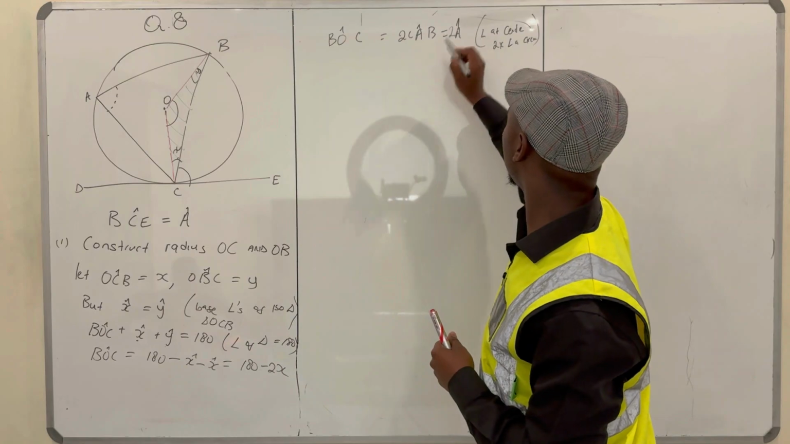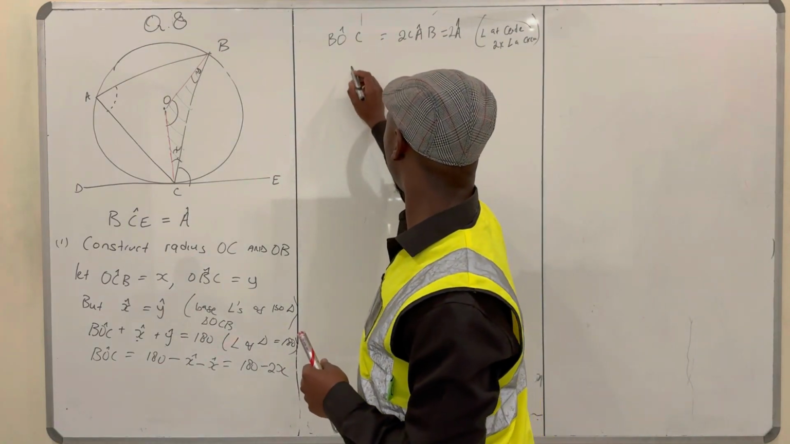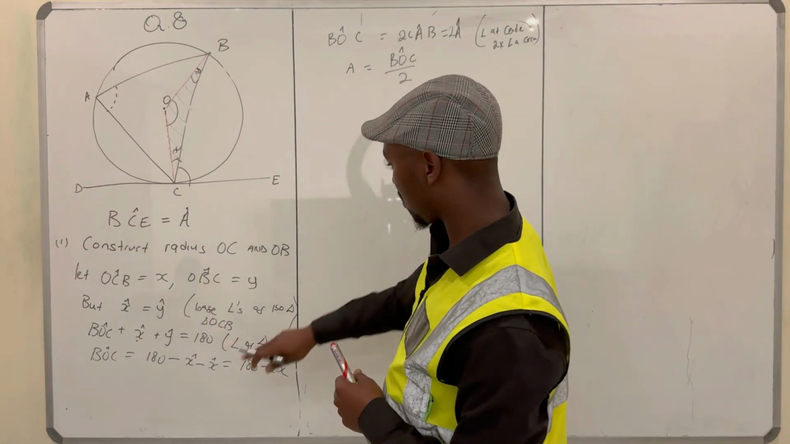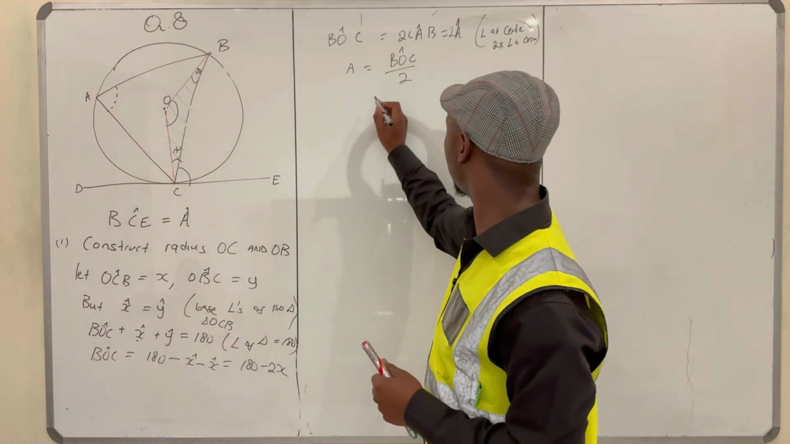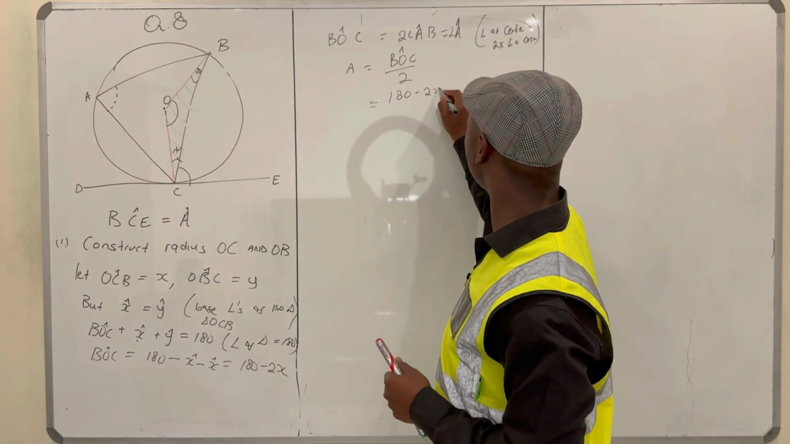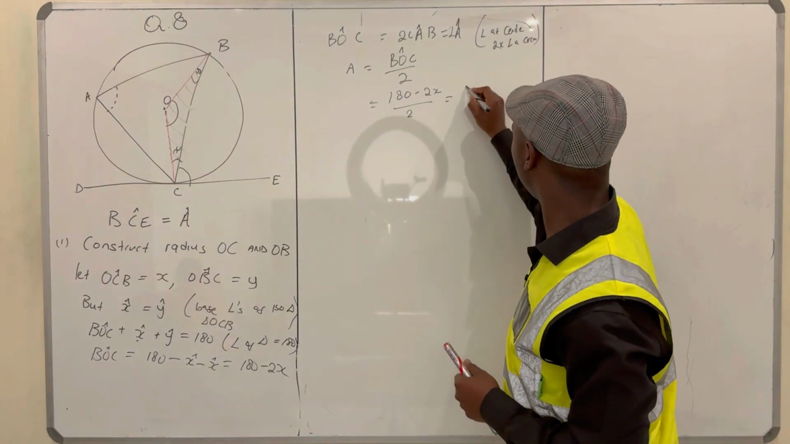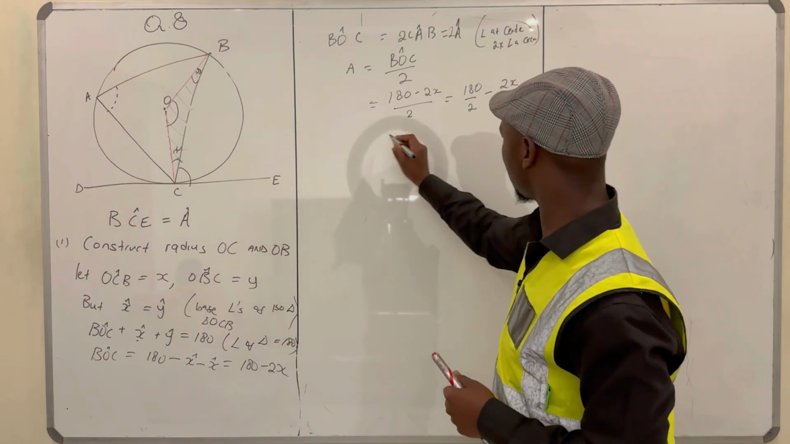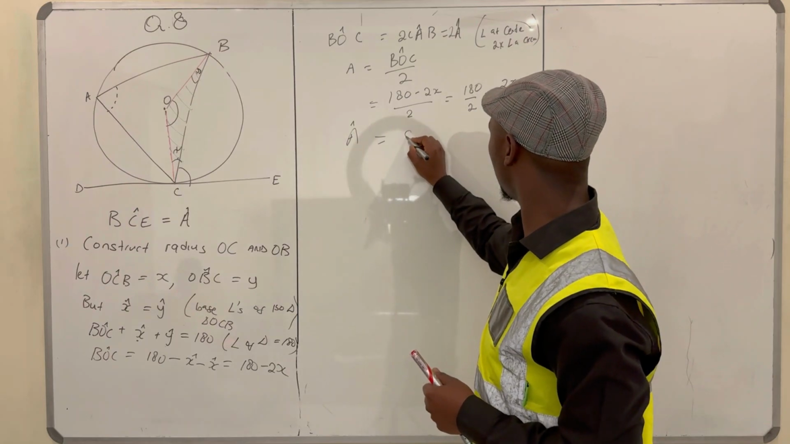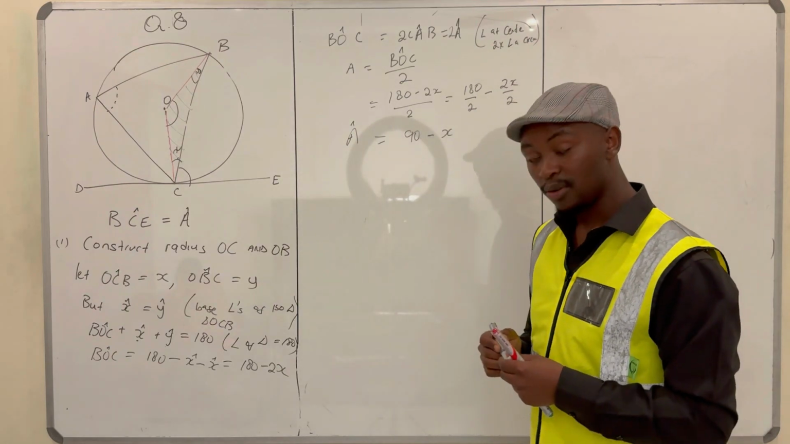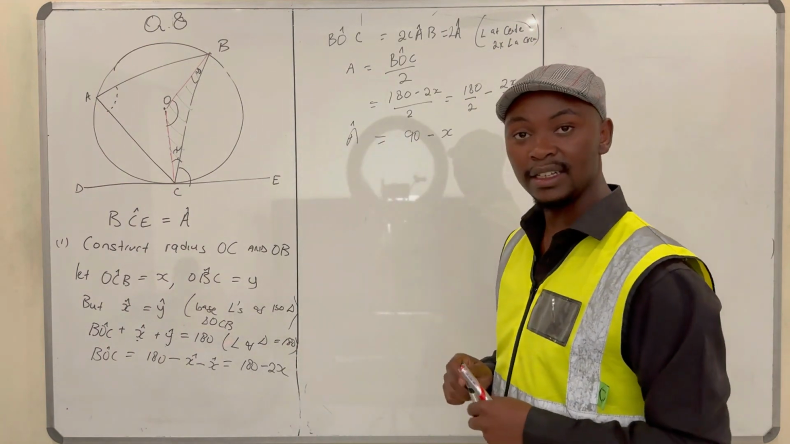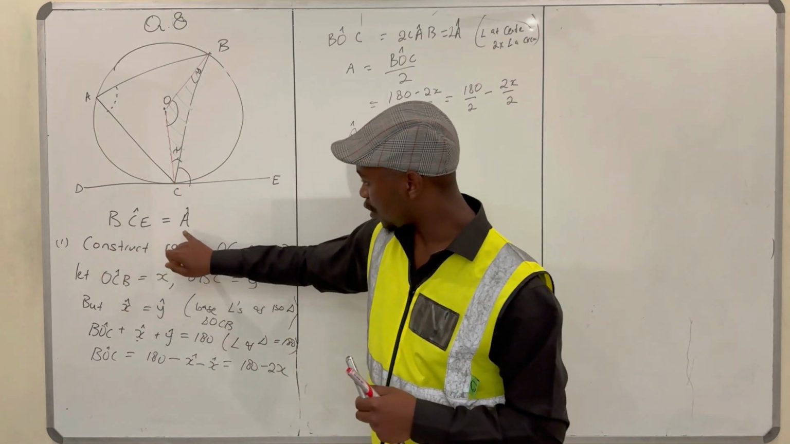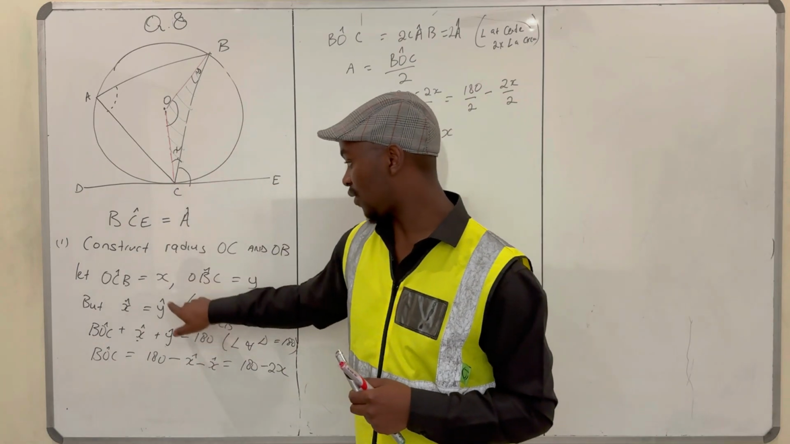Or 2A. Alright. Now, to find the angle A, we have to say A is equal to BOC divided by 2. And what is BOC? BOC is 180 minus 2x. 180 minus 2x divided by 2. This is the same as saying 180 divided by 2 minus 2x divided by 2. This is going to give you that angle A is equal to 90 minus x. Right. So we found the value of angle A is 90 minus x. Now let's go back to the first angle, because we're still trying to prove that this angle is equal to this one. We have found what this one is in terms of the variable that we created.